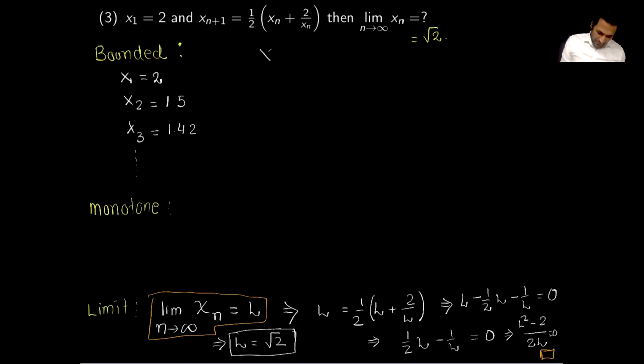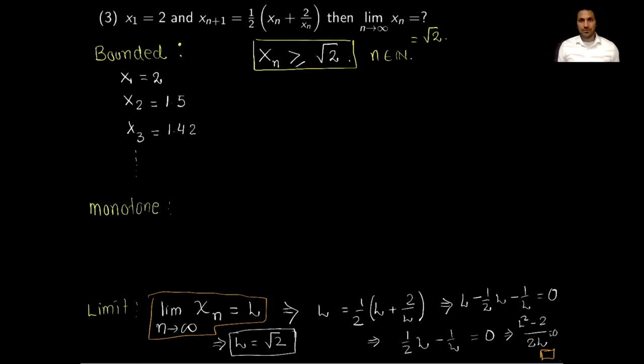So if I want to show that this sequence is bounded below, I think the square root of 2 should be a lower bound. So I will show that this inequality holds for all values of n belonging to the set of natural numbers. Again, I will use the method of induction to prove this inequality. It is clear that the base case is true: x1 is 2, which is given, and this is definitely bigger than or equal to the square root of 2. So the result is true for n equal to 1, which is our base case.